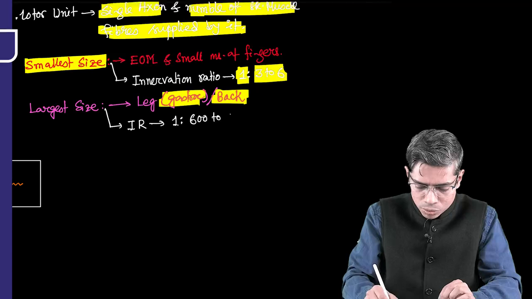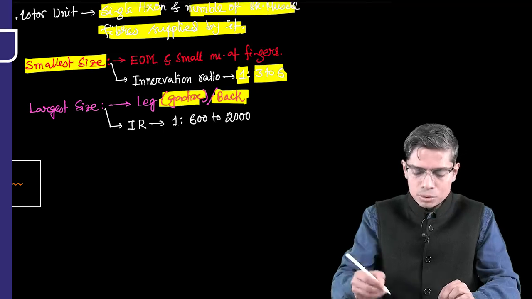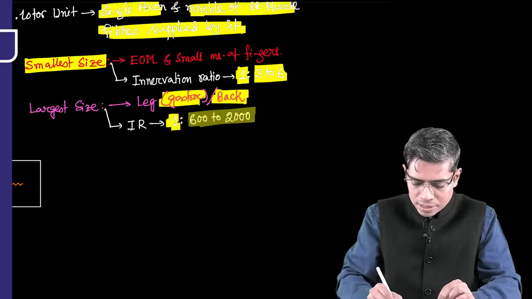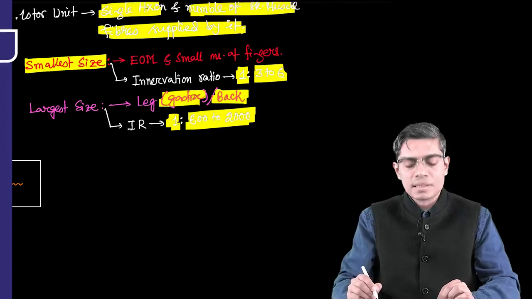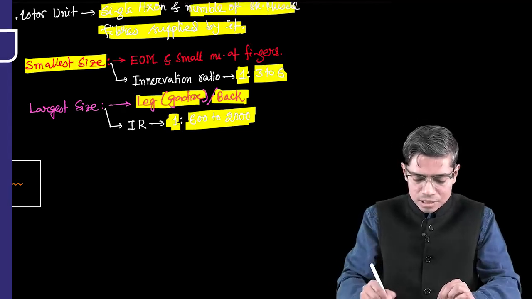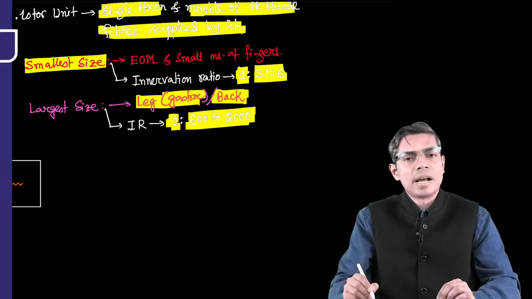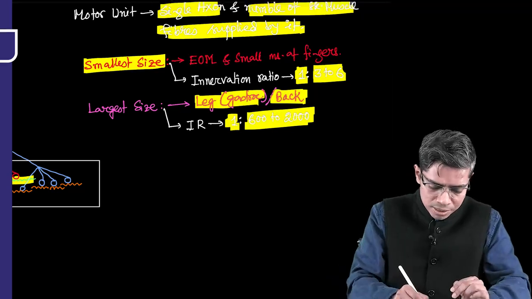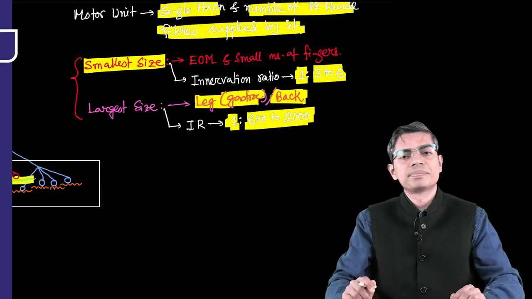The innervation ratio here is 1:600 to 2000. 600 to 2000 means one single axon supplies 600 to 2000 skeletal muscle fibers at the level of the gastrocnemius muscle and your back muscles. So this is the smallest size motor unit and the largest size motor unit. These two concepts are very, very important, right.